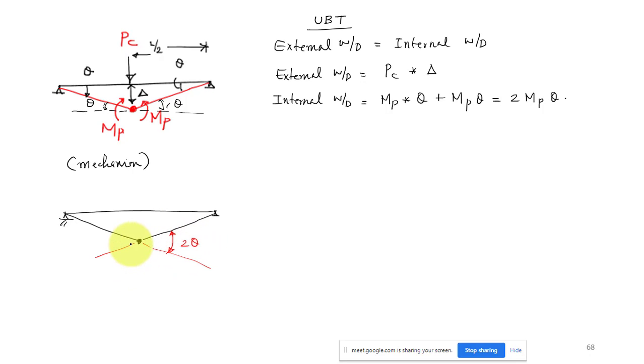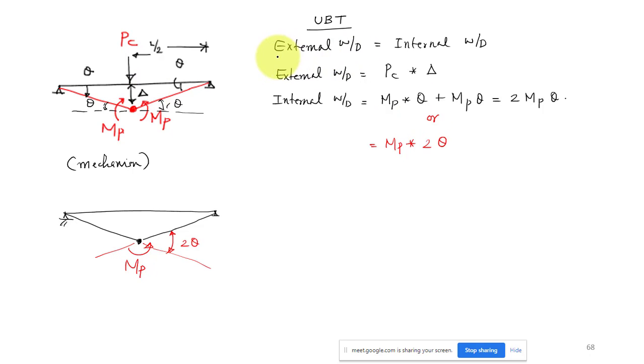Okay, and here I have MB. That way also you can write directly. Your internal work done will be MB into 2 times theta. Both ways, both are correct. So that is what we have to take, the moment MB on both sides while assigning a plastic hinge.